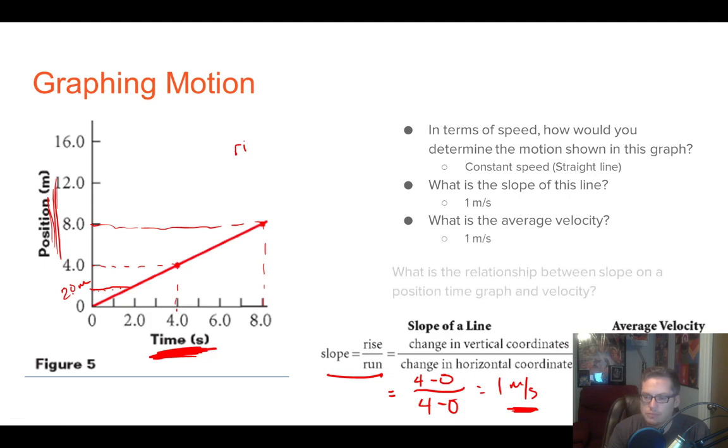Remember how we talked about how a velocity is always a change in displacement, which is measured in length, over change in time. So anytime you're looking at a graph of motion where you have position on the y and time on the x, if you find the slope of that line, you're getting the velocity.